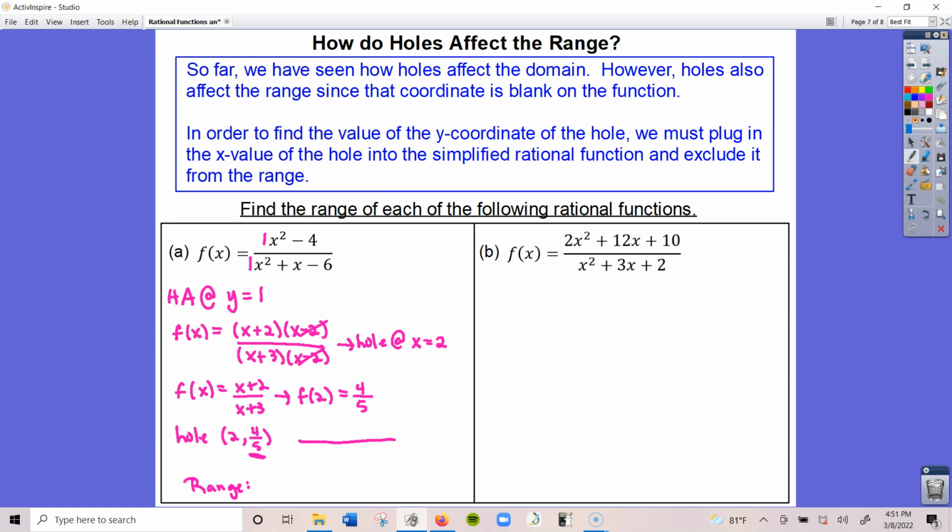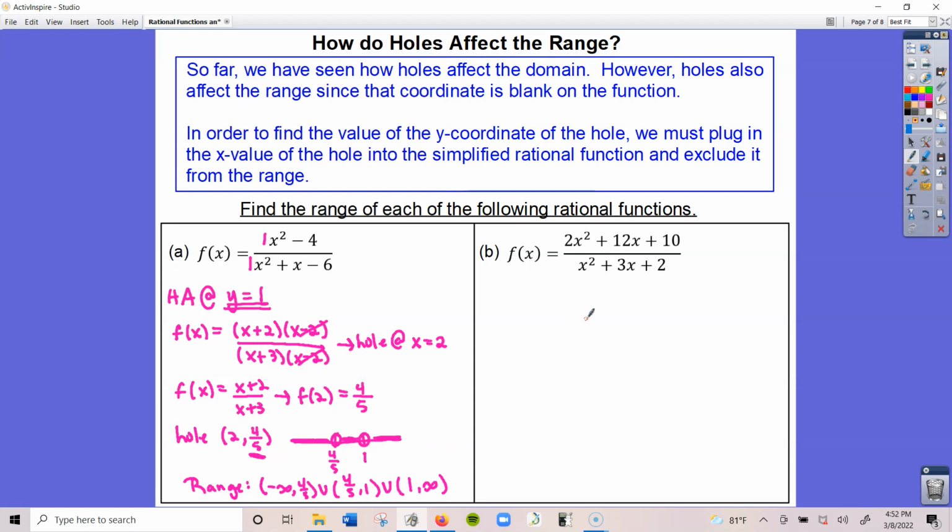So if I do my number line, we have 1 that I need to exclude and 4 over 5. So I'm going to put those both on my number line. These two values will not be included, but everything else will be included. So my range is from negative infinity to 4 over 5, union 4 over 5 to 1, union 1 to infinity.